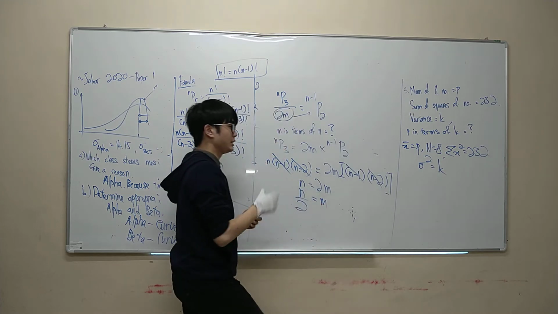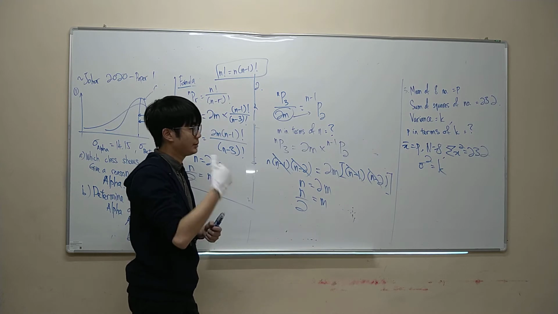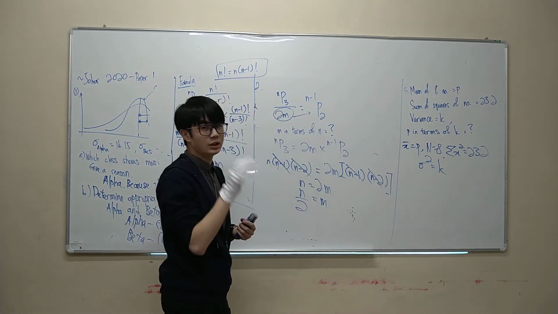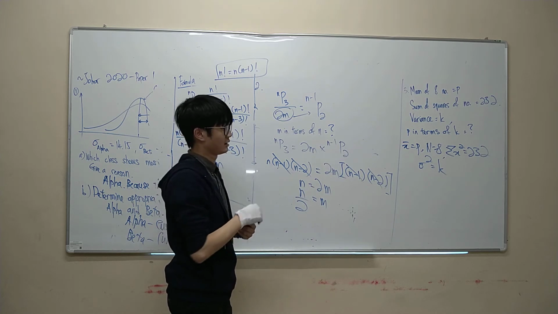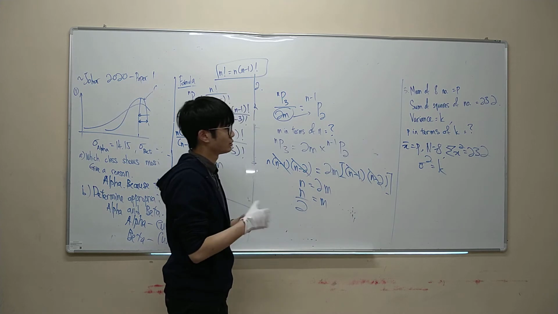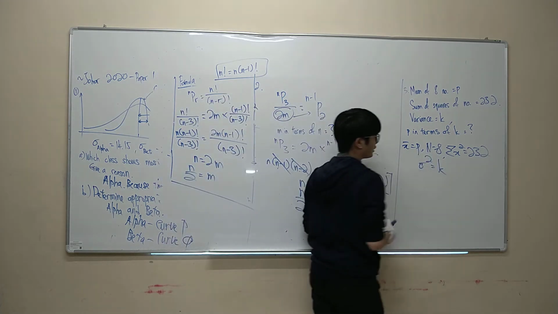What does it mean by express p in terms of k? It means I need an equation with p and k inside. I repeat again. If they want you to express p in terms of k, it means you need an equation with p and k inside. And how to form an equation with p and k inside? So you use this symbol they give you, right?